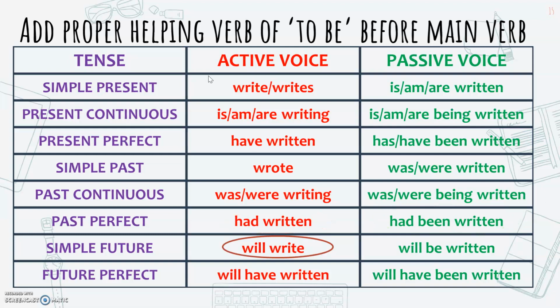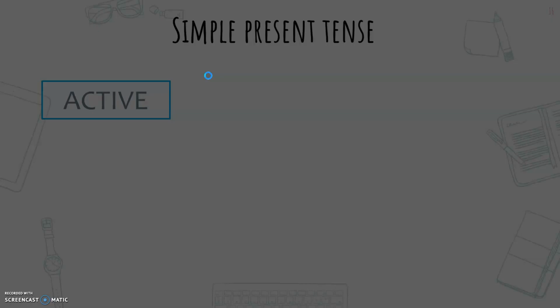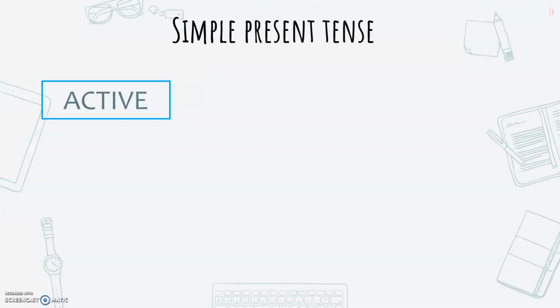For simple future tense, will write will become will be written. For future perfect tense, will have written will become will have been written. Let's have an example. For simple present tense, the sentence is he writes a letter.